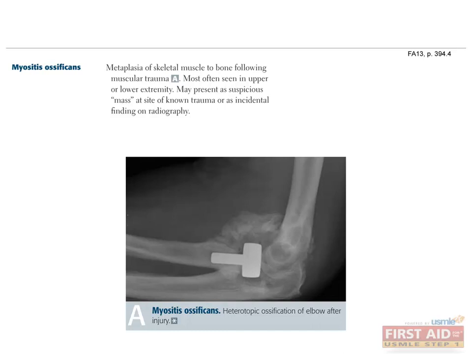Most commonly, myositis ossificans presents radiographically when calcium deposits are noticed within the muscles, often of the upper or lower extremities that have sustained physical trauma.